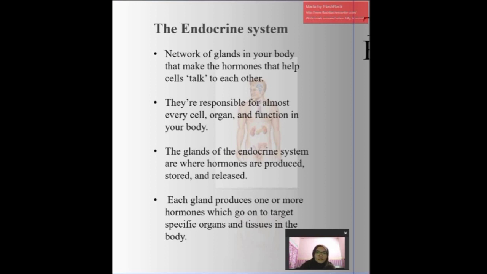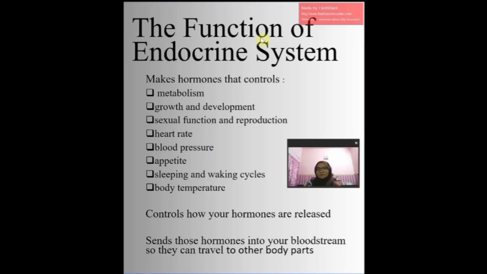So they are responsible for almost every cell, organ and function in our body. The glands of the endocrine system are where hormones are produced, stored and released. Each gland produces one or more hormones which go on to target specific end tissues in our body. So the functions of the endocrine system are these three.